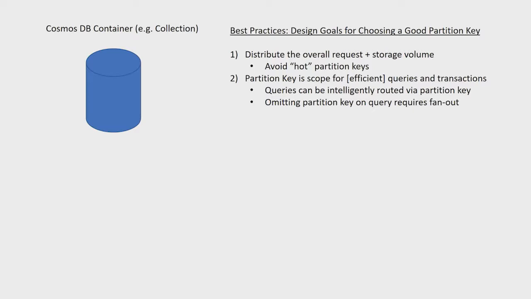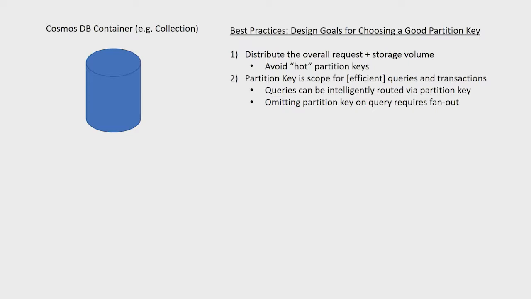Now, let's talk about the best practices for choosing a good partition key now that you understand how this works behind the scenes. You basically have two high-level design goals. Number one, what you want to do is you want to distribute the overall request volume as well as your storage across as many partition keys as possible. What you want to do is you want to avoid hot partition keys. And let me give you an explanation on why that is.